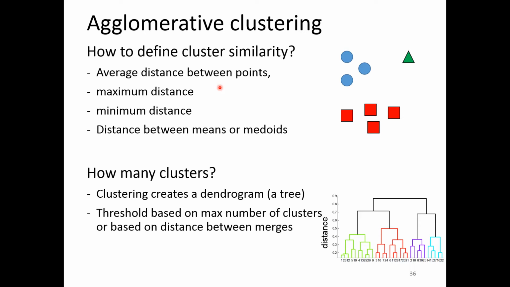As I mentioned, there's one major question we need to answer first: how do we determine the similarity between clusters? There are lots of different options we can pick, for example the average distance between points, the maximum or minimum distance, or the distance between means or medians, and so on. Also, we need to determine how many clusters we want, right?